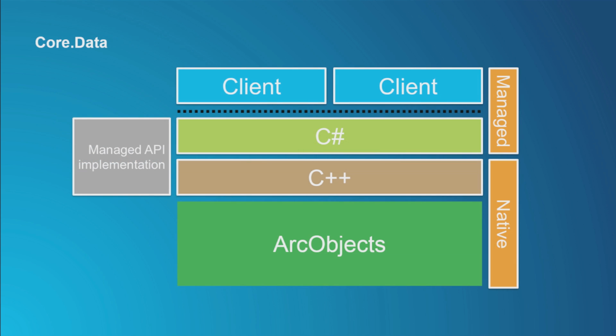Essentially, the Core.Data API is a facade through which ArcObjects functionality is exposed. It consists of 2 tiers. There's a managed tier and a native tier. The API is obviously implemented in C#. It interacts with the ArcObjects tier via a very thin interop layer written in C++.